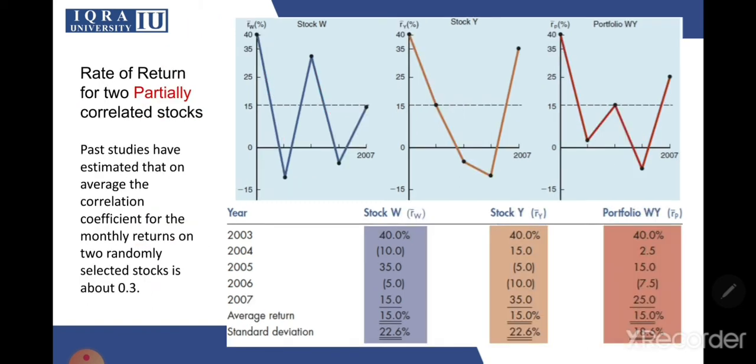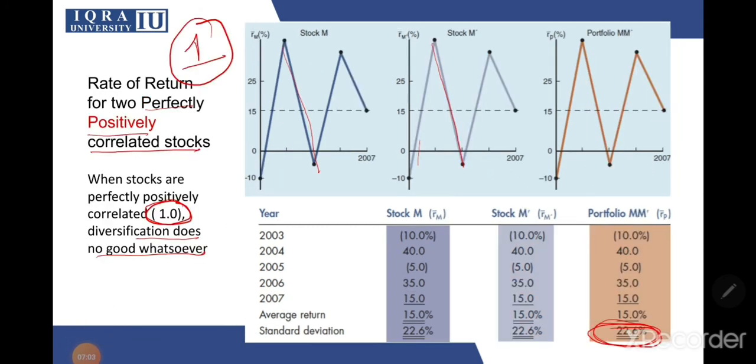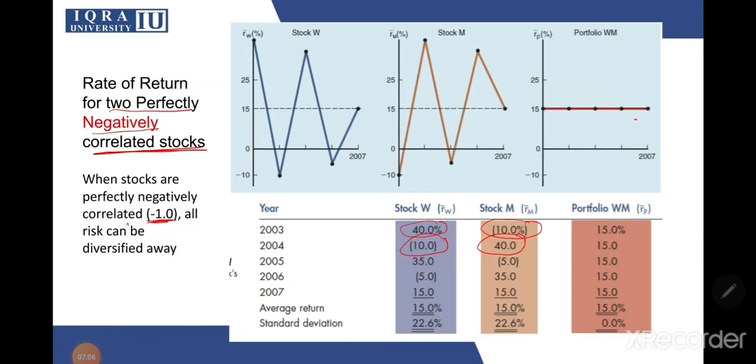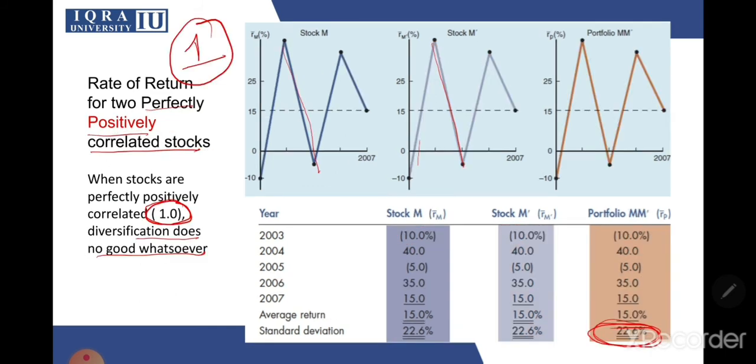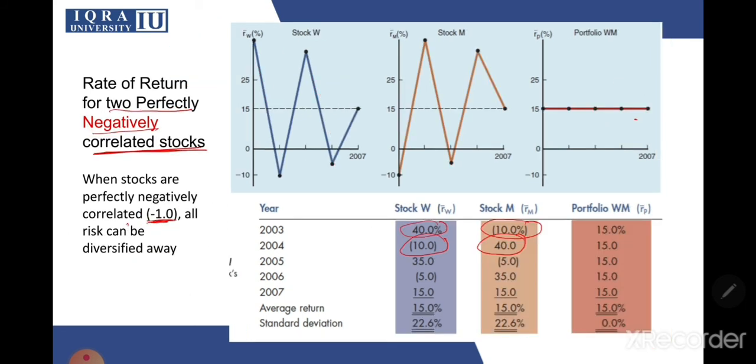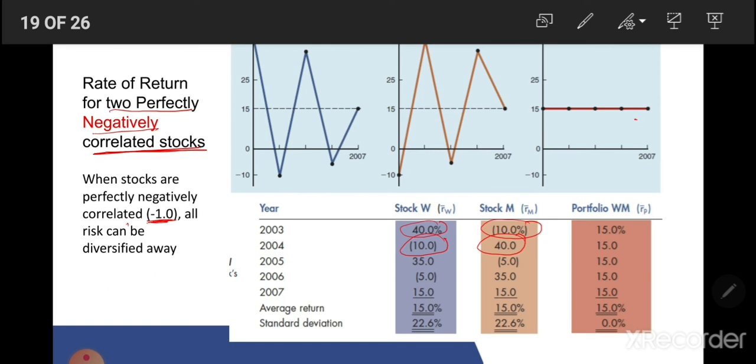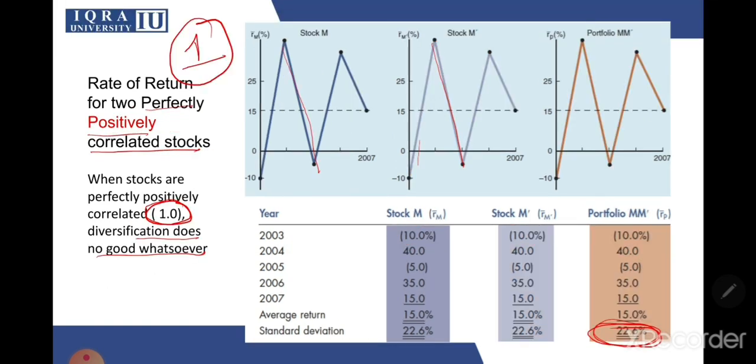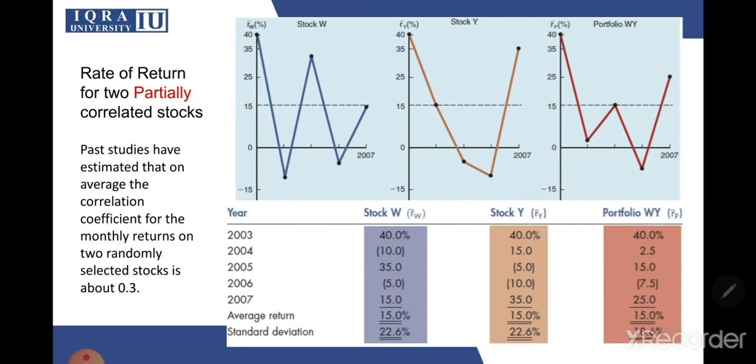Now moving ahead, so till now we have seen that if the stocks are perfectly negatively correlated, all risk can be diversified away and you can actually form a riskless portfolio. But if the stocks are perfectly positively correlated, then diversification does no good and you cannot eliminate risk. In reality, you neither have perfectly negatively correlated stocks, nor perfectly positively correlated stocks. In reality, you have partially correlated stocks.